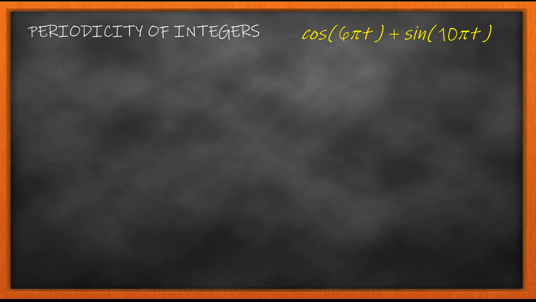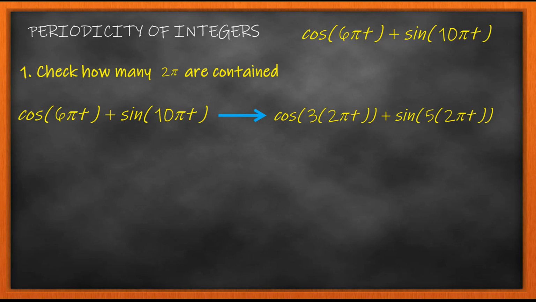Periodicity of integer problem 1: cos 6 pi t plus sin 10 pi t. The first step in any such problem is to check how many 2 pi's are contained. In this question, cos 6 pi t plus sin 10 pi t, you have 3 2 pi's with cos and 5 2 pi's with 10 pi t. Now, we need to find the periodicity of just 3 and 5, not 6 and 10. So that is the first step in computing the periodicity of integers.